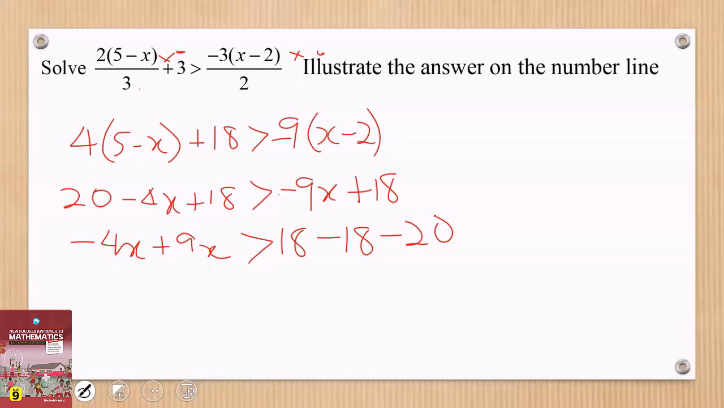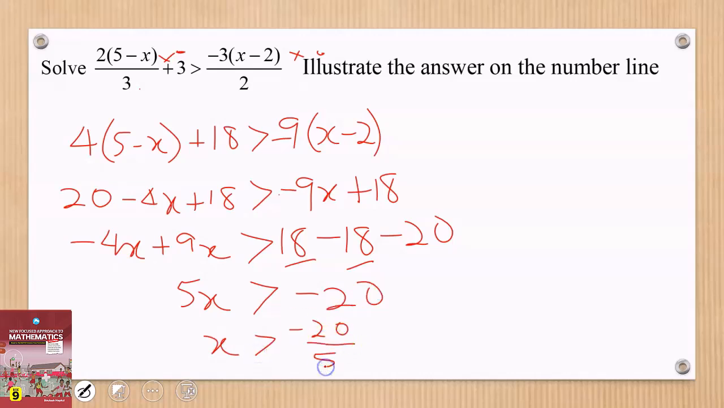Right. Now, when we have negative 4x plus 9x, we know our answer is going to give us 5x. Then our sign comes. Here, this and this will give us 0, so we have negative 20. If we divide both sides by 5, then we have negative 20 over 5. Therefore, our answer x will be greater than negative 4.